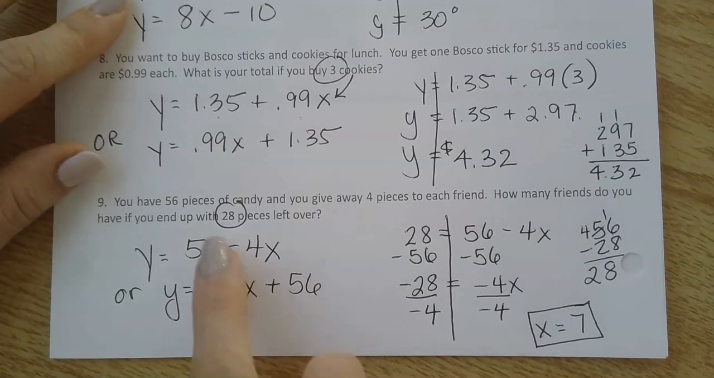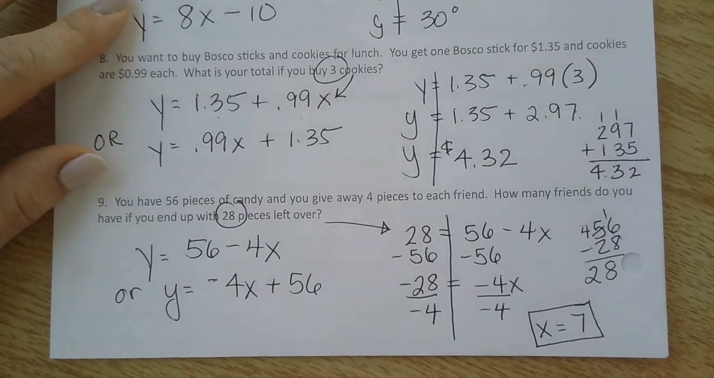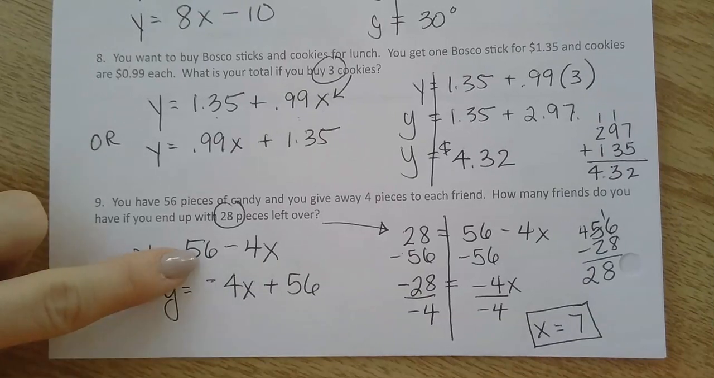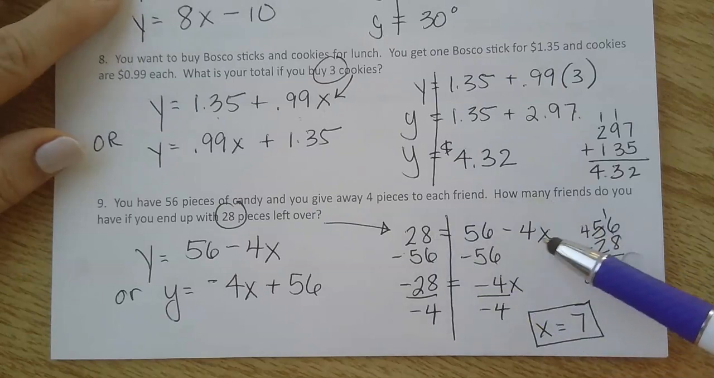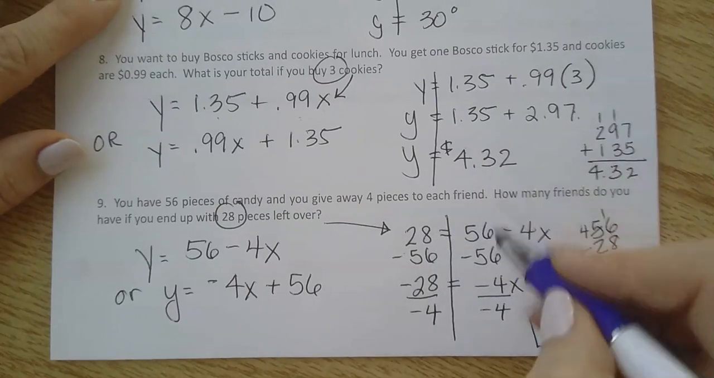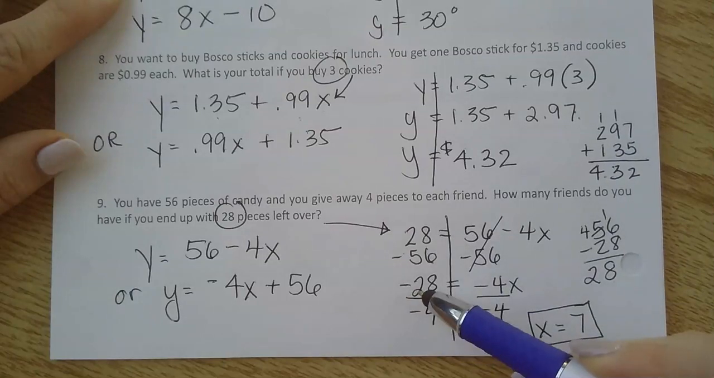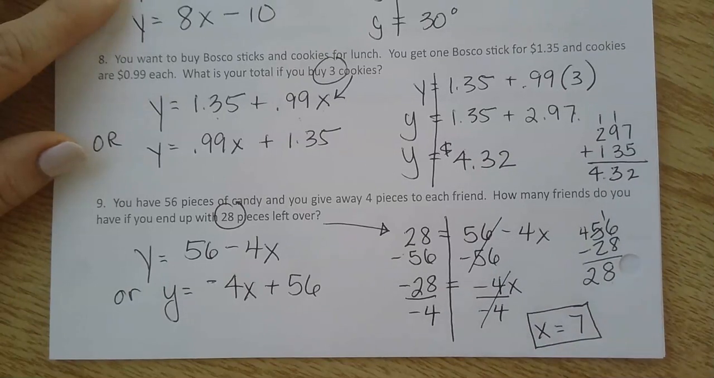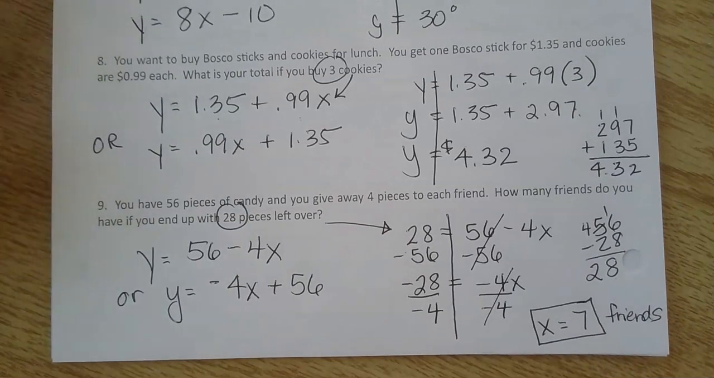All right, if I have 28 pieces left, I'm going to plug that in for y. Pieces of candy, right? This is telling me my pieces of candy is equal to 56 minus 4 for each friend. So plug the 28 in, and now I have to get x by itself. So I canceled out the 56. I did that math over here. Negative, the negative is bigger, -28. Then divide by -4 on both sides, and I get that I have 7 friends that I gave candy to.